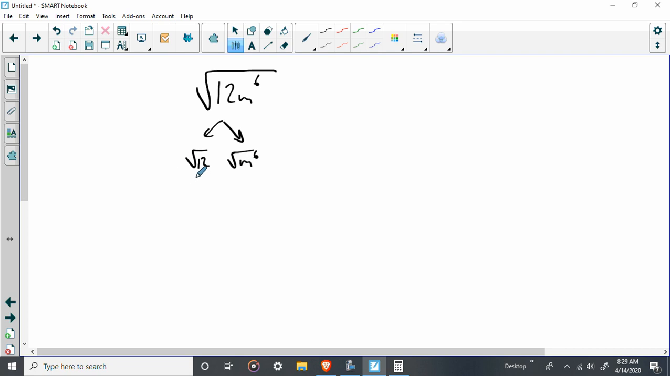Again, 12 not a perfect square, but what's a perfect square that goes into 12? 4, right? 4 is a perfect square. 4 times 3 makes 12. Okay, we'll bring that one down. Square root of 4 is 2. Square root of m to the 6th is going to be m to the 3rd, and let's leave the radical 3 there. Okay. The disadvantage as to yesterday is you can't just plug this in your calculator, check it.